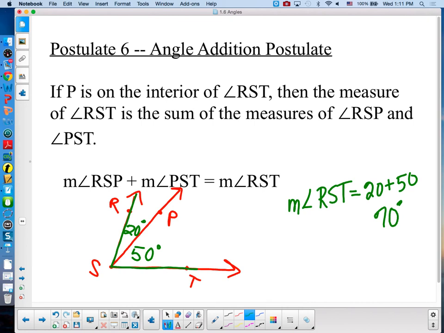Saying you can add angle measures as long as they are side by side, hooked together like that. If I gave you the whole thing and one of them, you would have to subtract to find the other small one. So you'll do some adding or subtracting on some angles here.